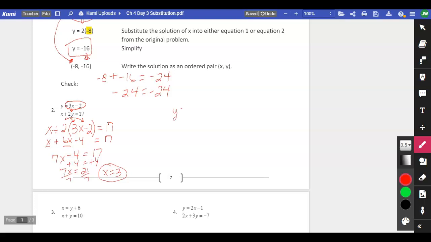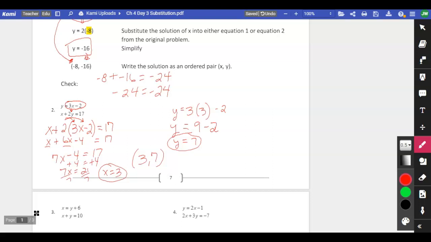So then I also know that y equals 3x minus 2, and then I'm going to take my x and replace that with, coincidentally, a 3. And I want a minus 2. So that's 9 minus 2 equals my y. So y equals 7. So now I have both variables. That gives me an answer of 3, comma 7.